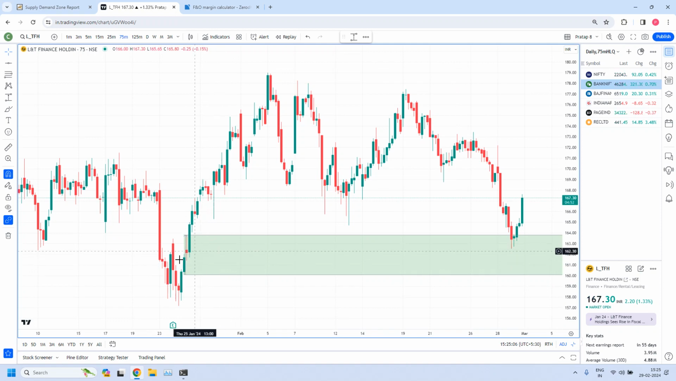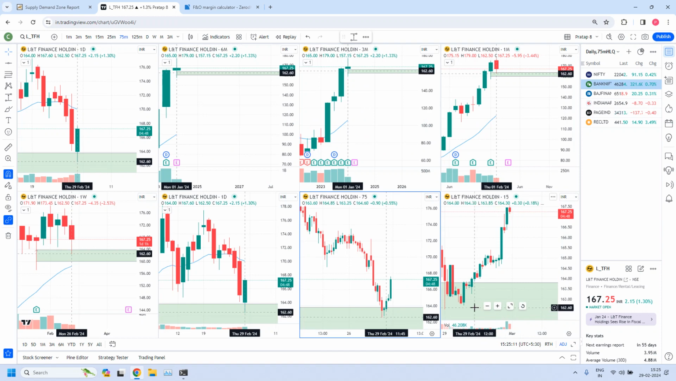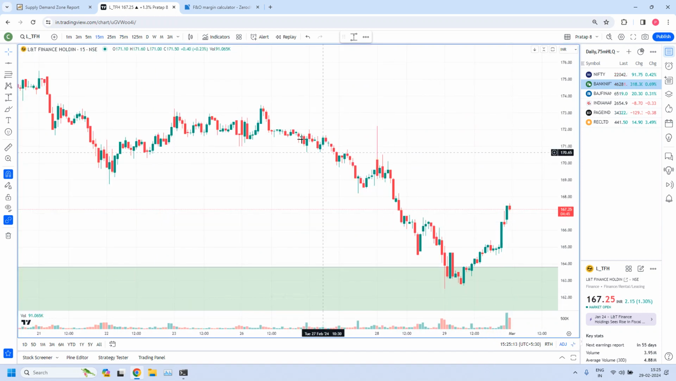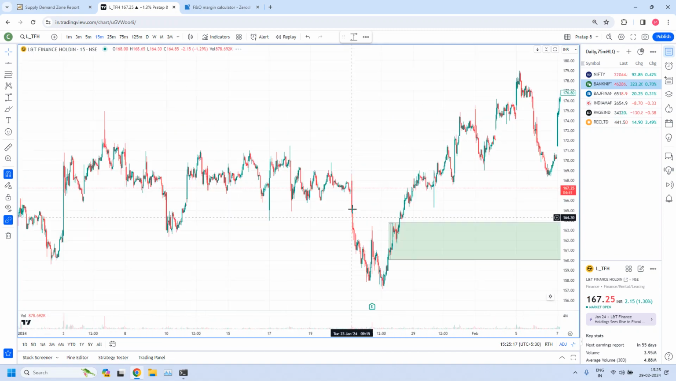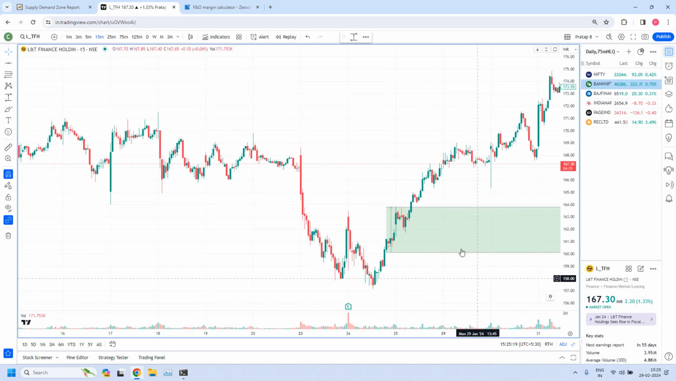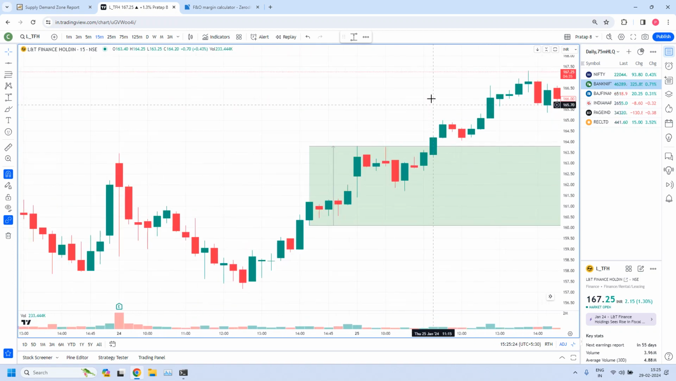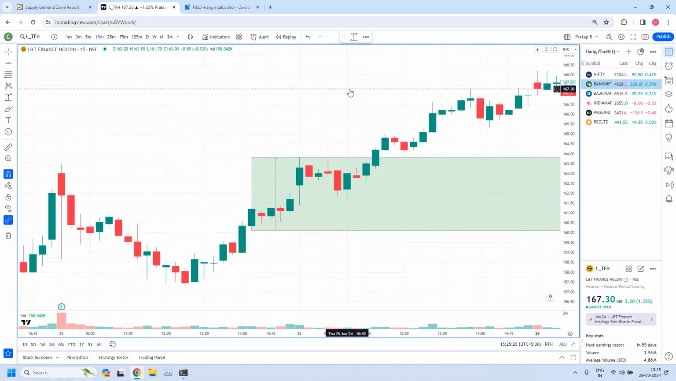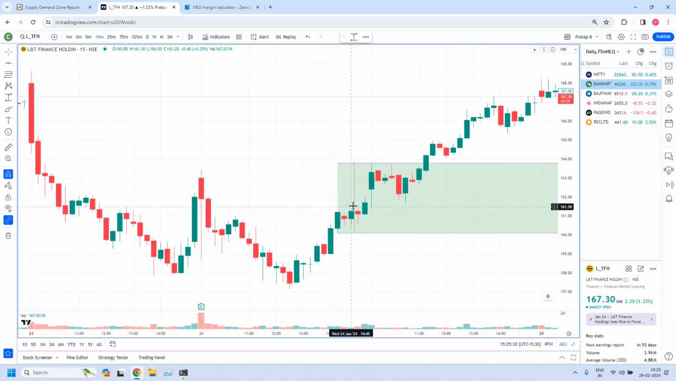But anyway, let us identify a 15-minute zone inside this. Is there any valid 15-minute zone? That is what we need to check. Yes, here we have a rally candle, 4 base candles and a leg out candle. This is the way we can draw a zone.